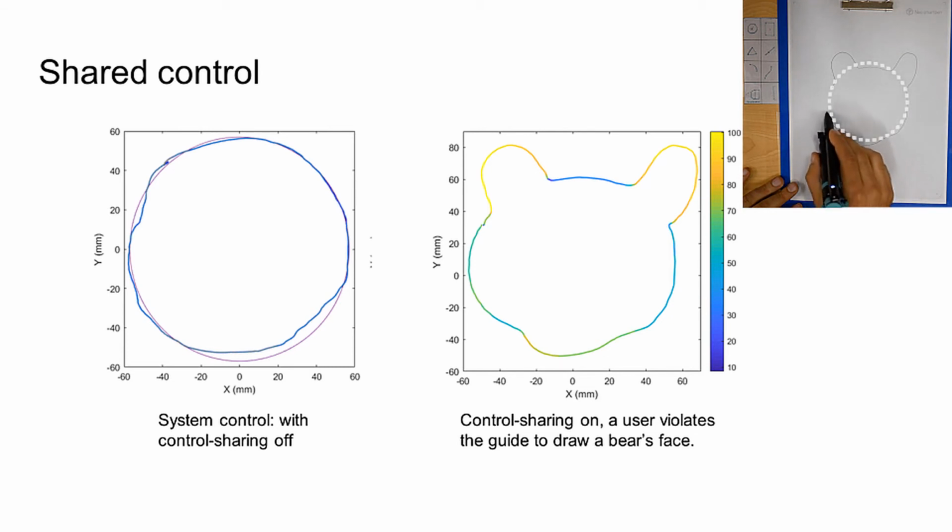As you can see, the left circle shows how a PHasking pen guides the user to draw a circle, and on the right, the user can use the shared control to violate the guides. The color coding shows the pressure profile, where blue means the PHasking pen takes the control and yellow means the user takes control.